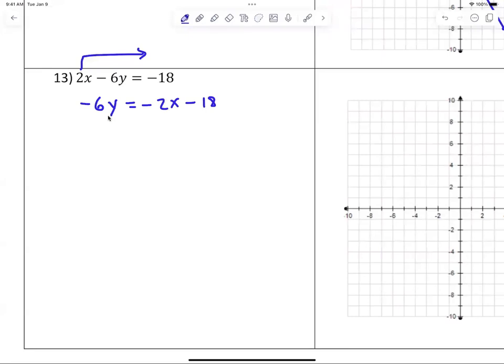Now, I need to divide everything by what? I need to divide everything by -6. Each term is being divided by -6. So, of course, we all are smart. -6 divided by -6 is what? That's how now my y is isolated. Now your brain should be looking at 2/6. That's going to be what? 1/3. And -18 divided by -6 is what? 3. Everybody should have that.